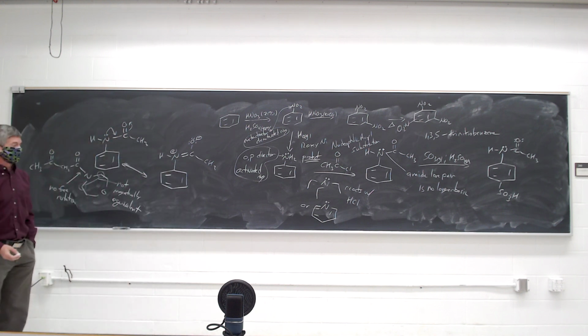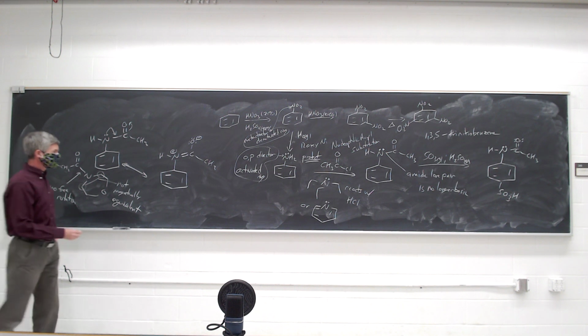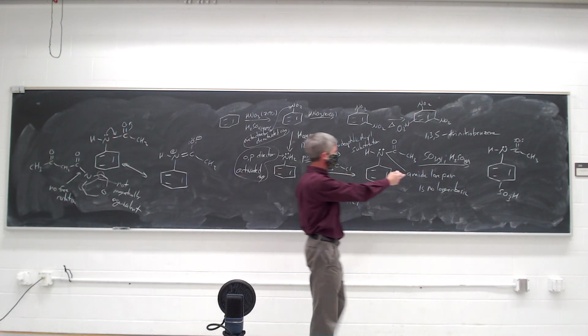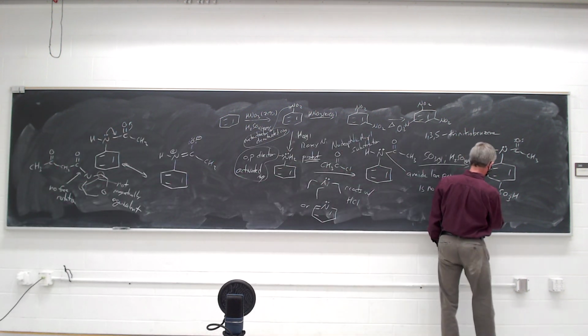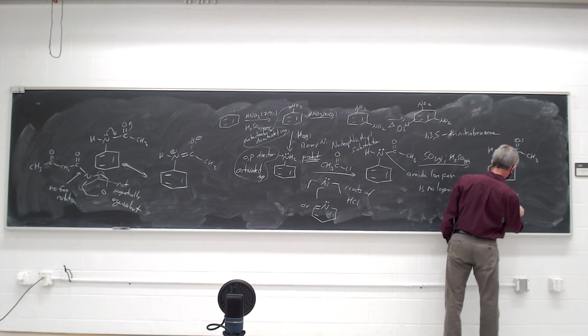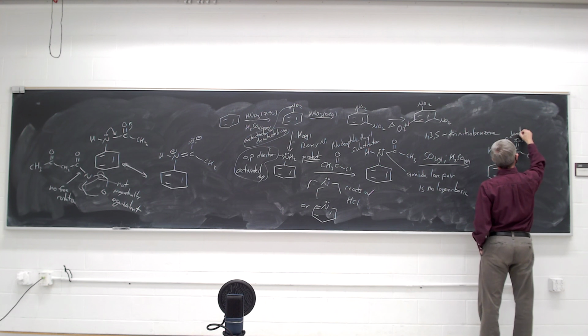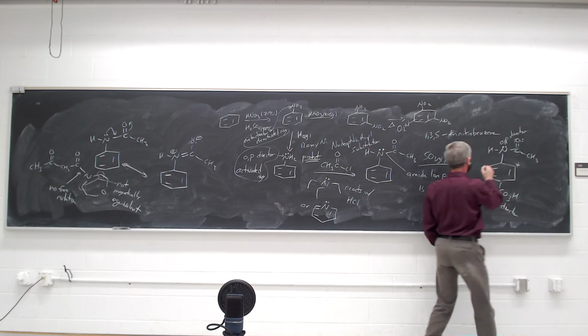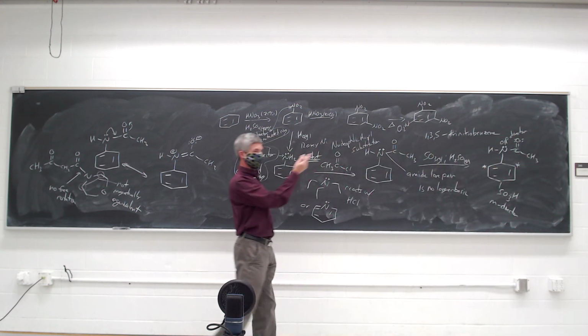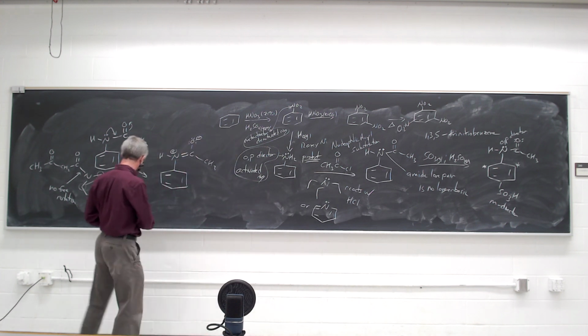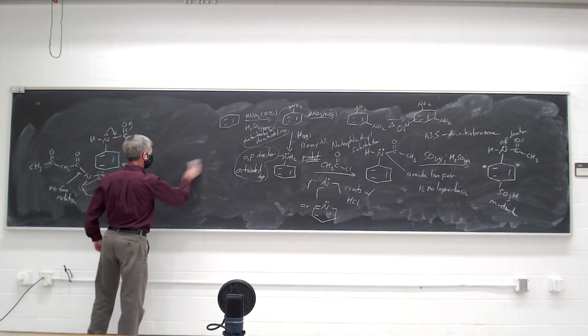Now we can block it. Once it's blocked, this is now a meta director. And this is an OP director. So again, we've got both of the substituents agreeing that the place they want to put the next nitro group is in that ortho position.